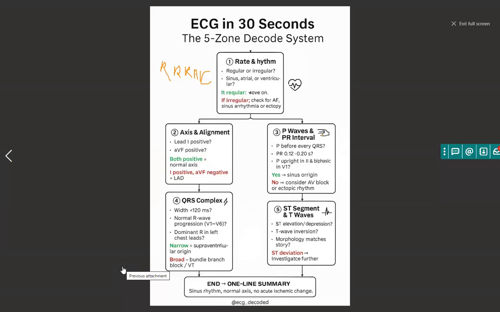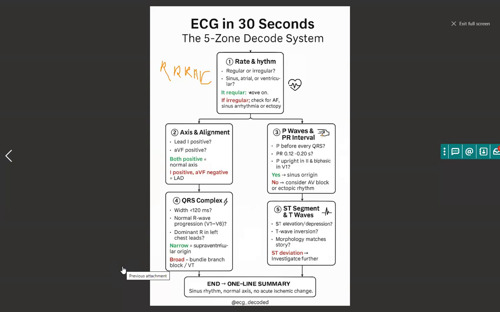And then you go to your I, which is your intervals. Your PR intervals should be between 0.1 to 0.20, right? What is the shape of your P wave? Are they bifid? Are they wide? Are they tall? They can tell you a lot about atrial enlargement.